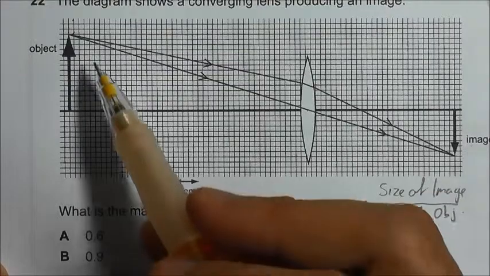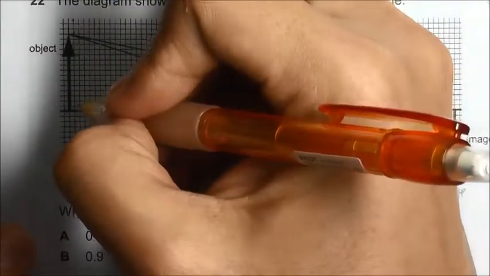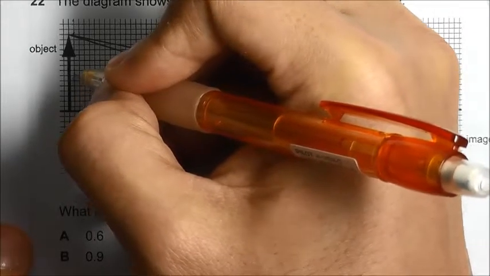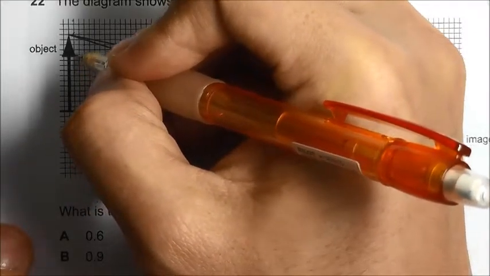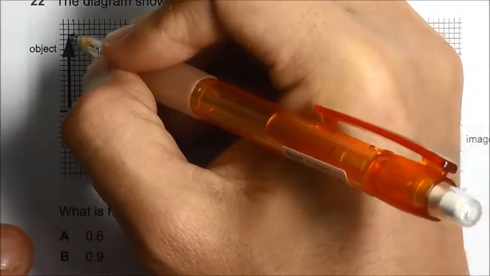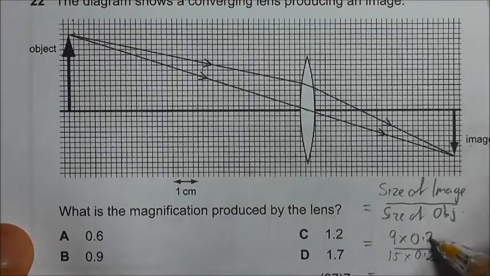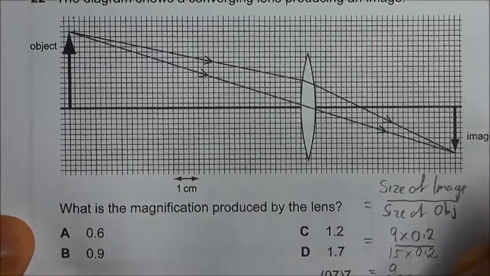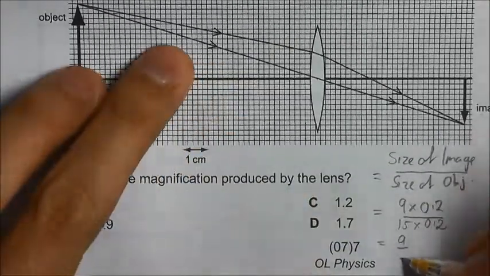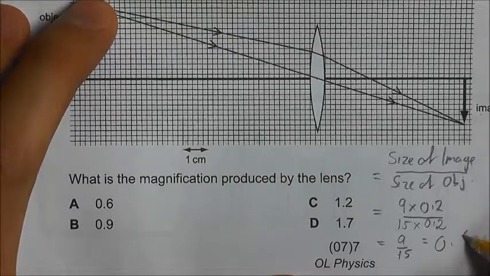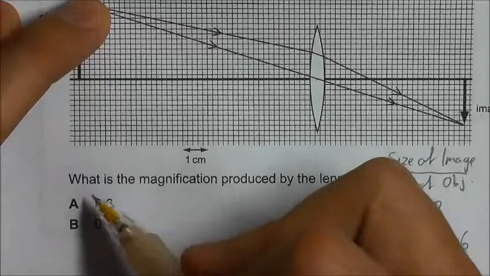Then after that we look at the object. It is 1, 2, 3, 4, 5, 6, 7, 8, 9, 10, 11, 12, 13, 14, 15. So it will be 15 times 0.2. So we cancel this 0.2. We are left with 9 over 15, and we'll get 0.6. So the answer should be A.